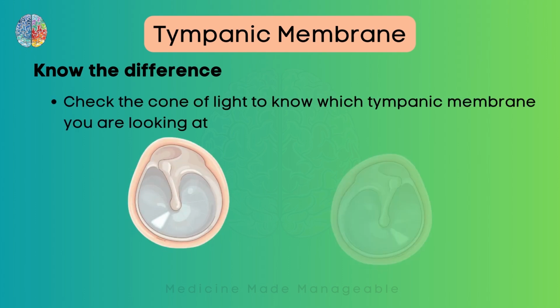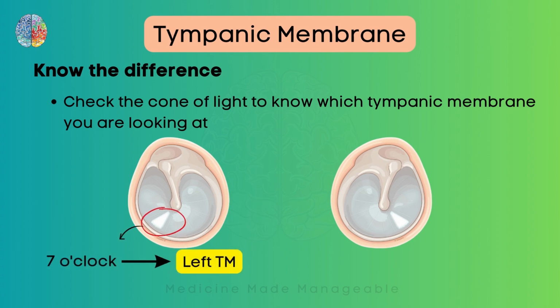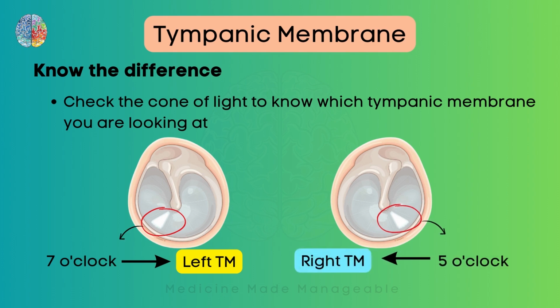Imagine you have two tympanic membranes. How will you know which one is the left tympanic membrane and which one is the right? You will have to look at the cone of light. If it is at the 7 o'clock position, it is the left tympanic membrane. And if the cone of light is at the 5 o'clock position, it is the right tympanic membrane.